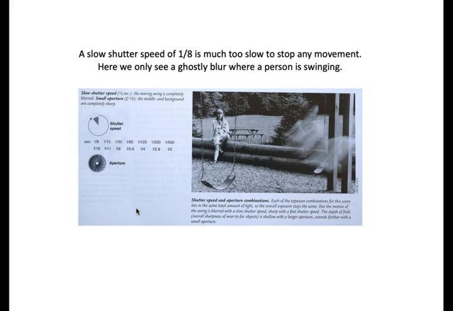This is it. Here's the trick. Here's how you do ghost photos. Slow shutter and moving. That's it. The person is completely gone. This shutter speed of 1/8 of a second is a really slow shutter speed.